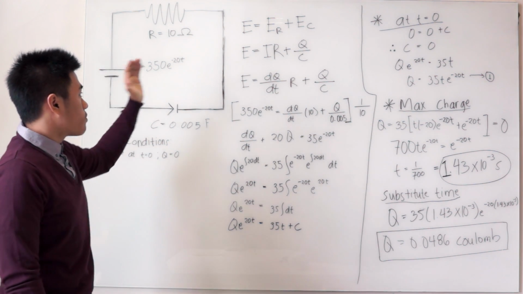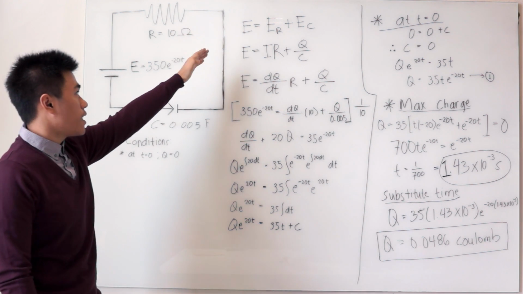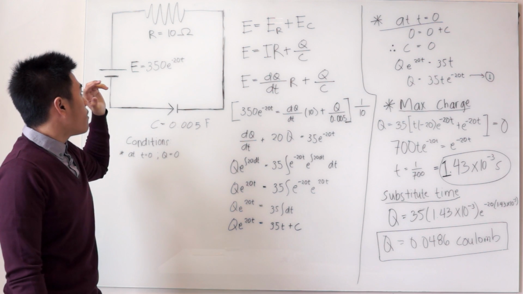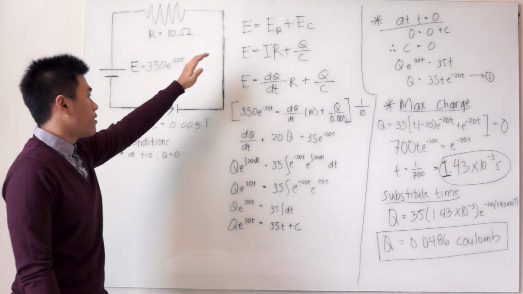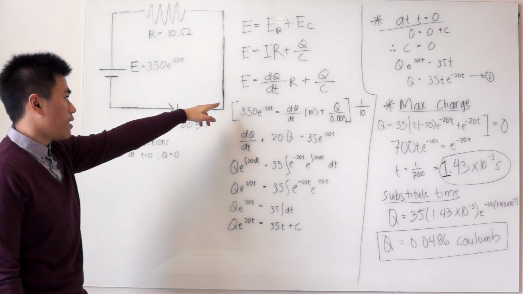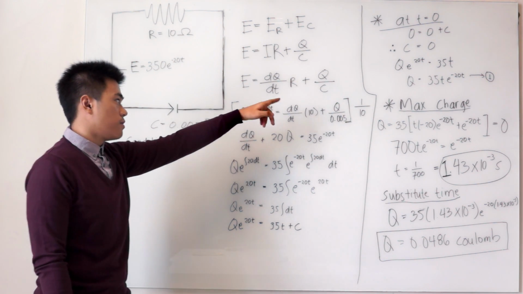To solve this problem, we need our equation, which is E equals E_R plus E_C. And since we don't have the given current and we don't have an inductor, this will be our next equation: E equals dq/dt times R plus q/C.